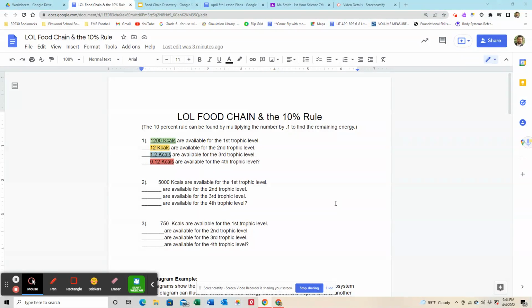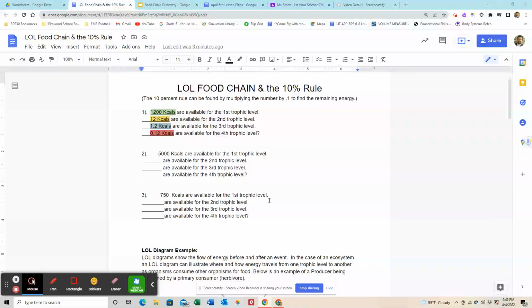So 90% of the organism's energy is used to breathe and move and digest and live, and only 10% is what's consumed by the predator or consumer as that organism is eaten. So, these first three examples are just examples of how the 10% rule looks when it comes to numbers.